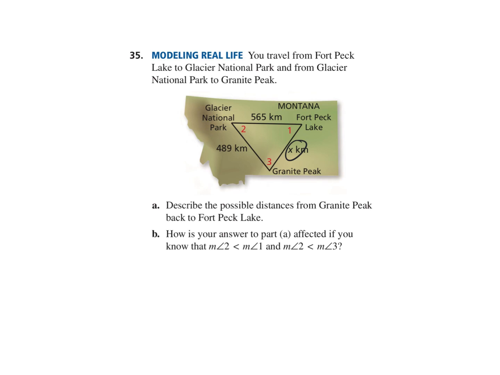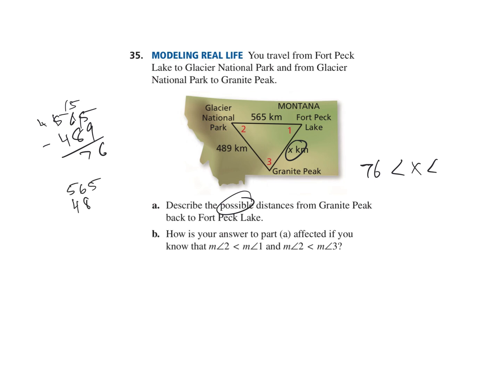All right, so to get the possible lengths of your third side, you add and subtract. Okay, so if we subtract those two, 565 minus 489, 76. So 76 kilometers would be the smallest distance that could be. And then you also add those two together. 565 plus 489 is 1054. So that's answer A. Those are your possible lengths. X has to be between those.